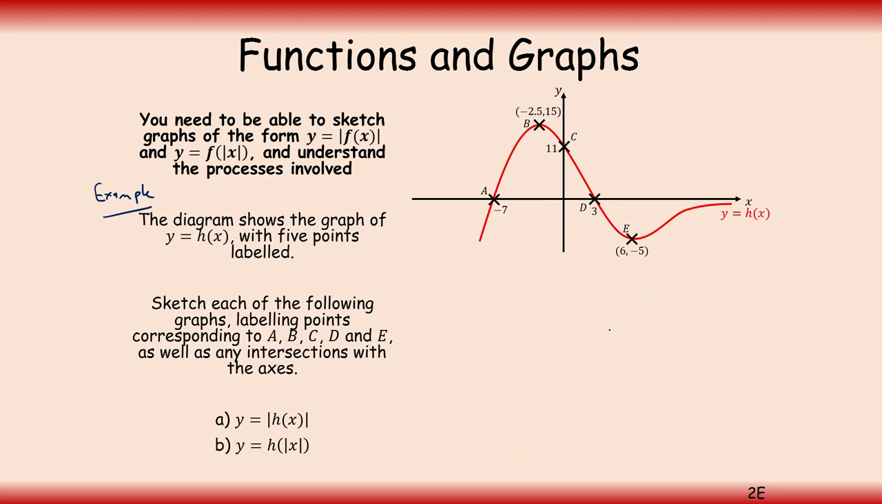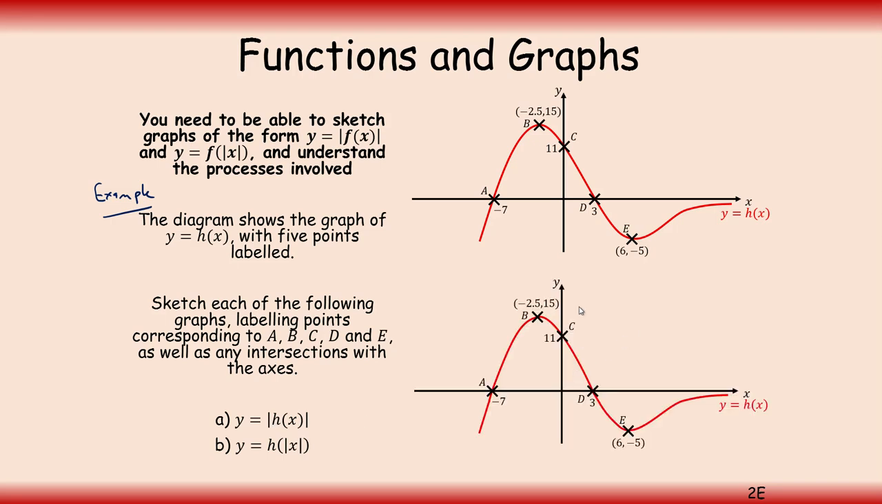Okay, our final example then. It's a bit of a complicated curve. It's got 5 points labeled on it, A, B, C, D, and E. What it wants you to do is sketch 2 graphs, labeling the points corresponding to A, B, C, D, and E, as well as any that intersect with the axes. So in the first one, A, it wants you to sketch the modulus of the function.